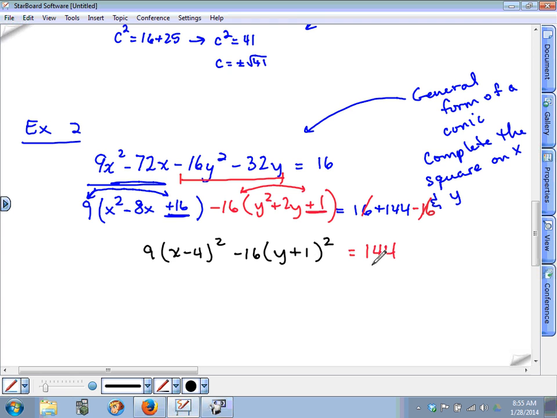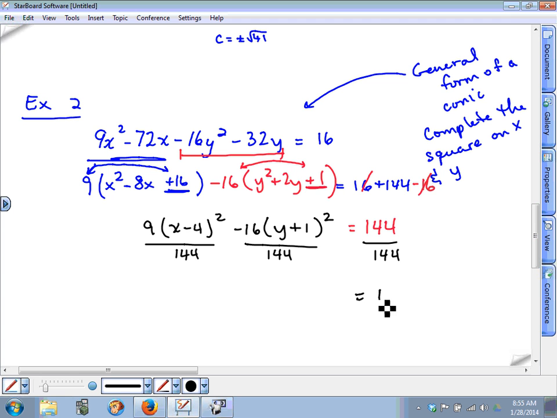Okay. Divide by 144, because in standard form of a conic, it equals 1. So divide everything by 144. And now we have equals 1 on the right side. We're getting somewhere. Yay.